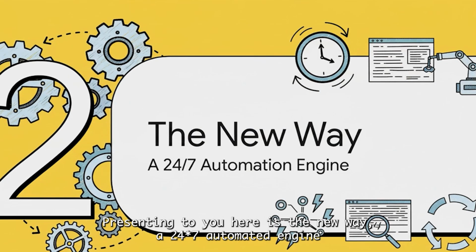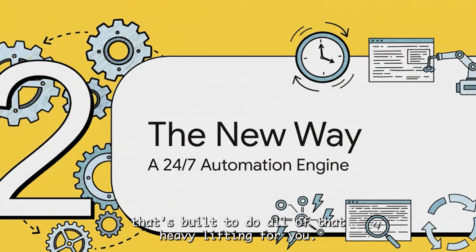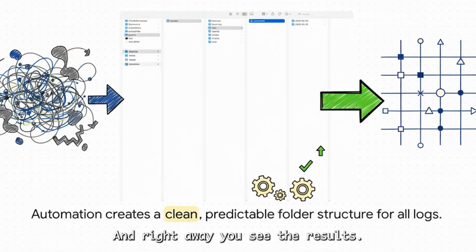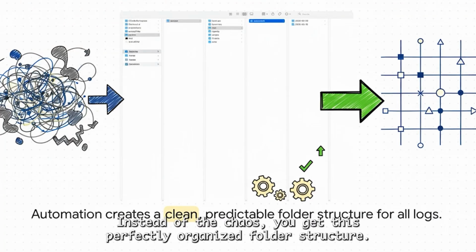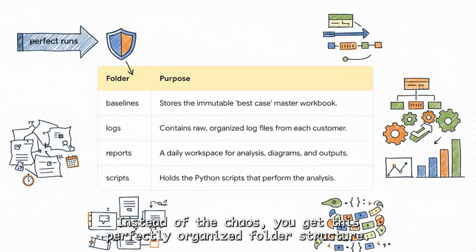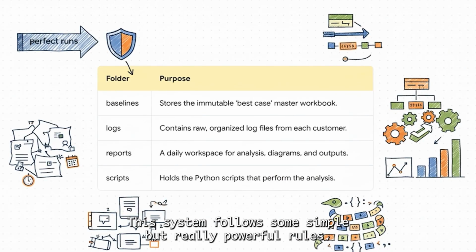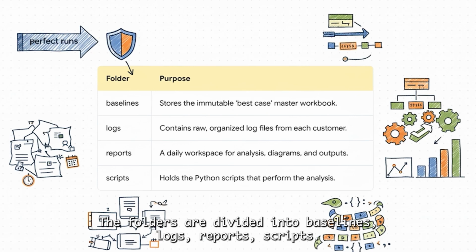Presenting to you here is the new way, a 24/7 automated engine that's built to do all of that heavy lifting for you. And right away you see the results. Instead of the chaos, you get this perfectly organized folder structure. This system follows some simple but really powerful rules. The folders are divided into baselines, logs, reports, scripts.